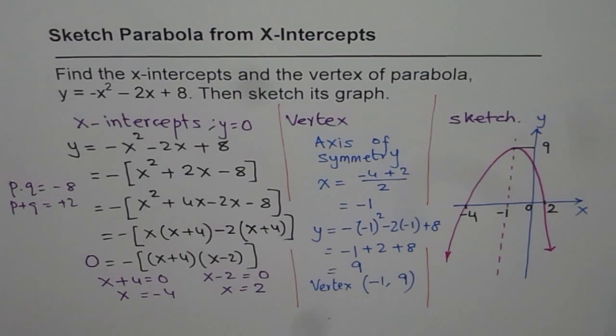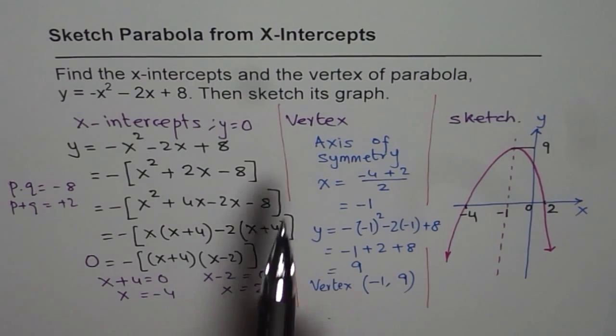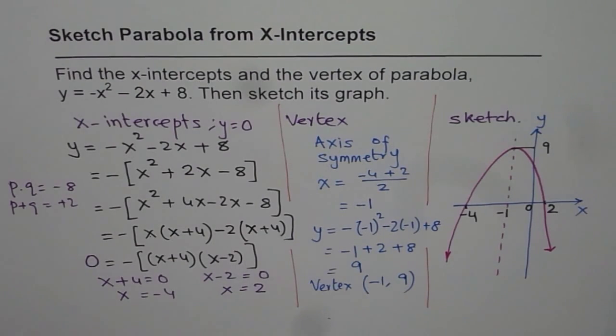I hope these steps are absolutely clear and you understand now how to sketch a parabola using x-intercepts. You have to always find the vertex also and then sketch it. So the three steps are: find the x-intercepts by factoring. If it is not factorable like this, you can use the quadratic formula. Find the vertex, which will be a point midway between the two x-intercepts, and then sketch. At times, you may have just one x-intercept, and that is also your vertex.